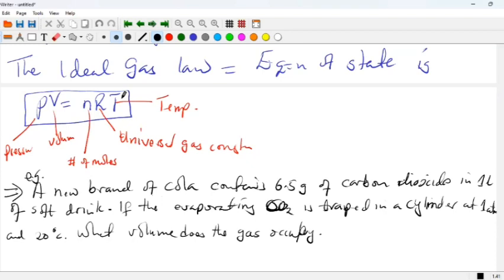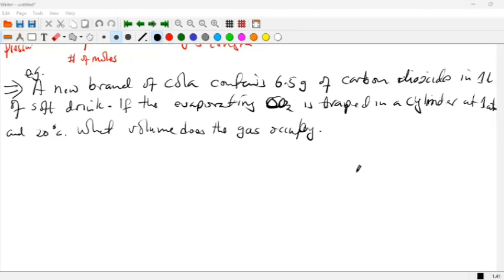So I was saying that here you need to use the formula PV equals nRT, where from the question P is given as 1 atmosphere, and R we already know. We are being asked to determine the volume, but then we are given the mass, from which n can be determined.